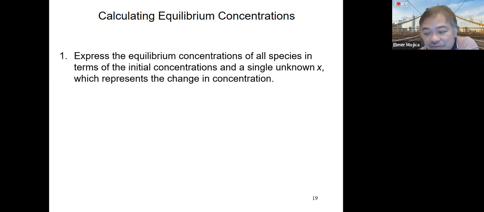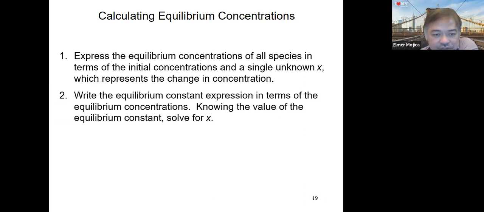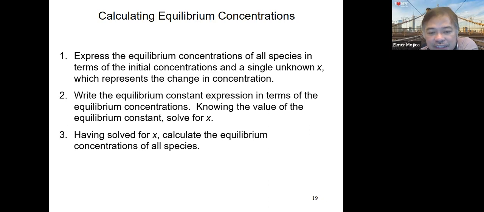There are steps that you need to follow. You express the equilibrium concentrations of all species in terms of the initial concentrations and a single unknown x, which represents the change in concentration. Then you write the equilibrium constant expression in terms of the equilibrium concentrations, and knowing the value of the equilibrium constant, solve for x. Having solved for x, calculate the equilibrium concentrations of all species. I will show you how to do this step by step.